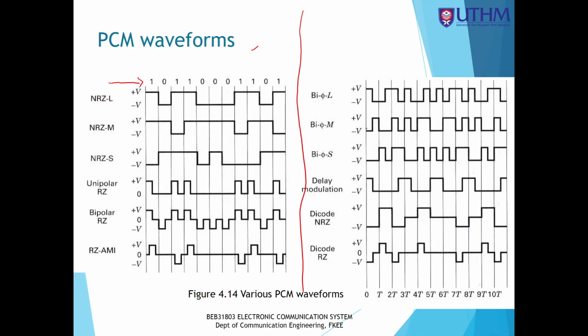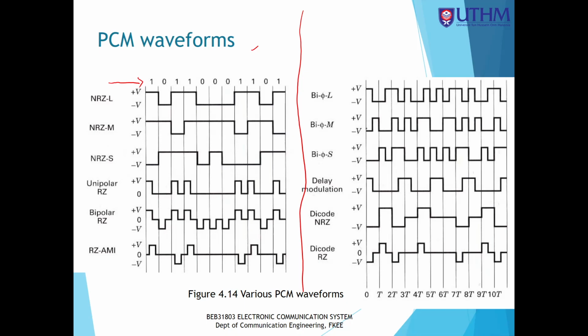We want to produce pulses. Now the input is a digital code word, and we want to produce electrical pulses, because we cannot transmit 1010. We need to transmit in the form of electrical pulses, which have voltage variation.